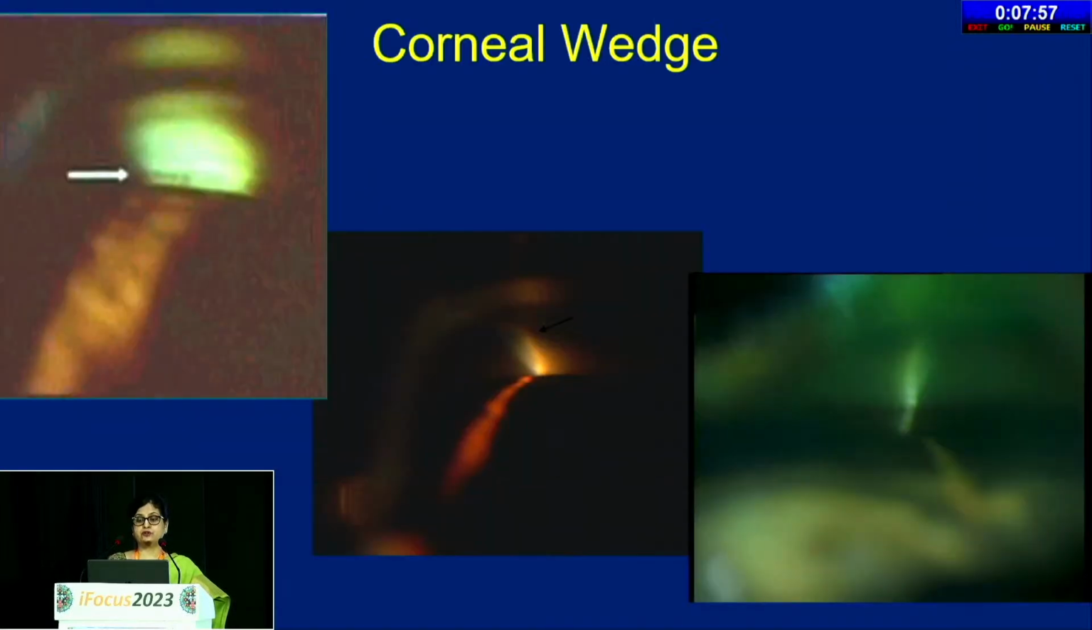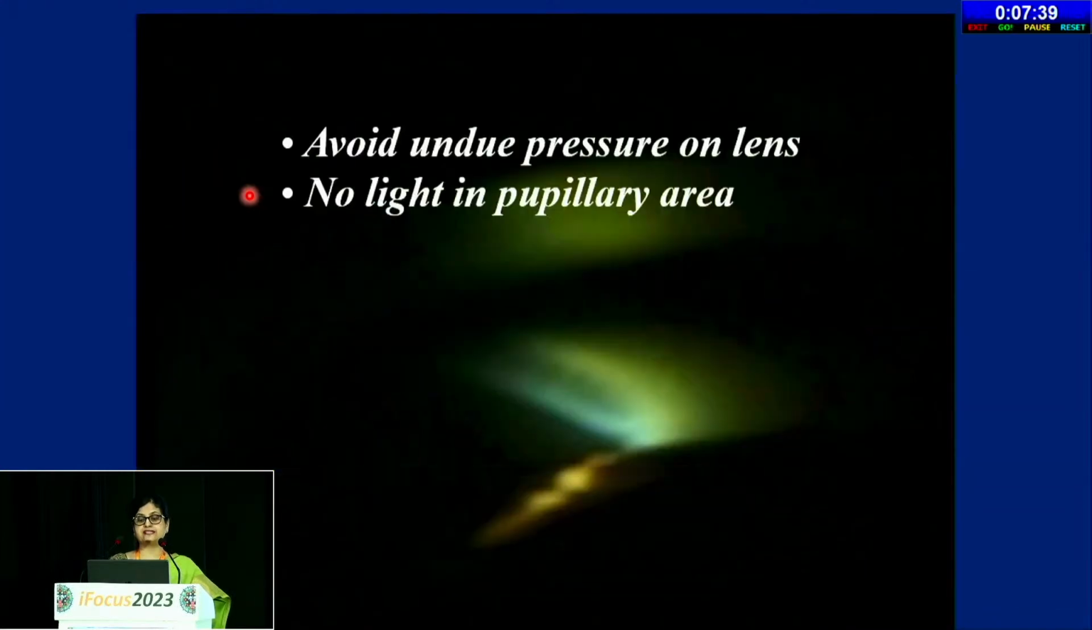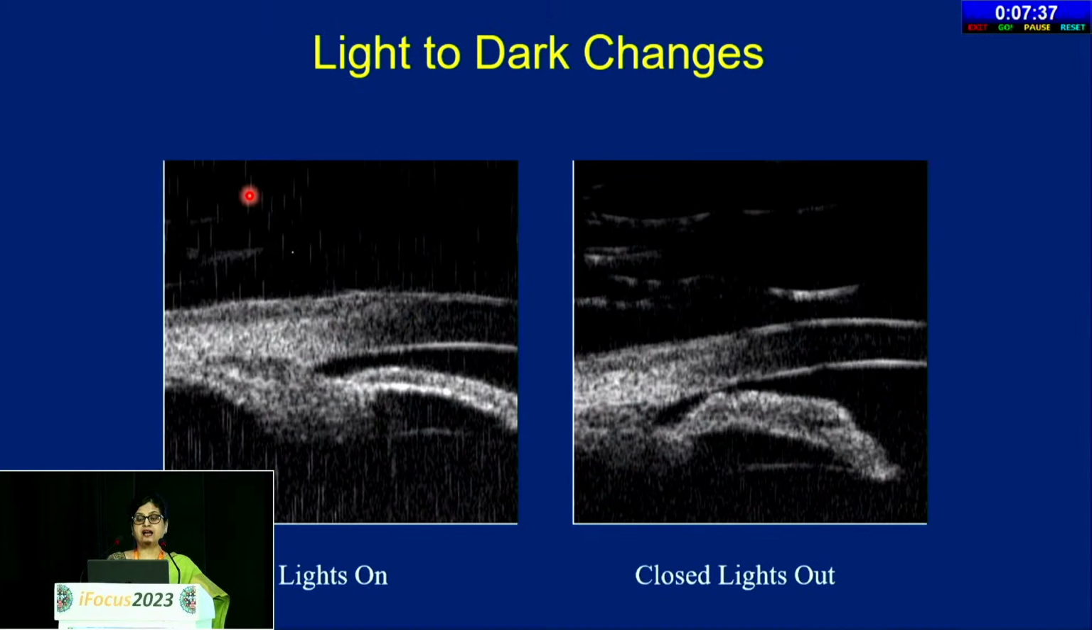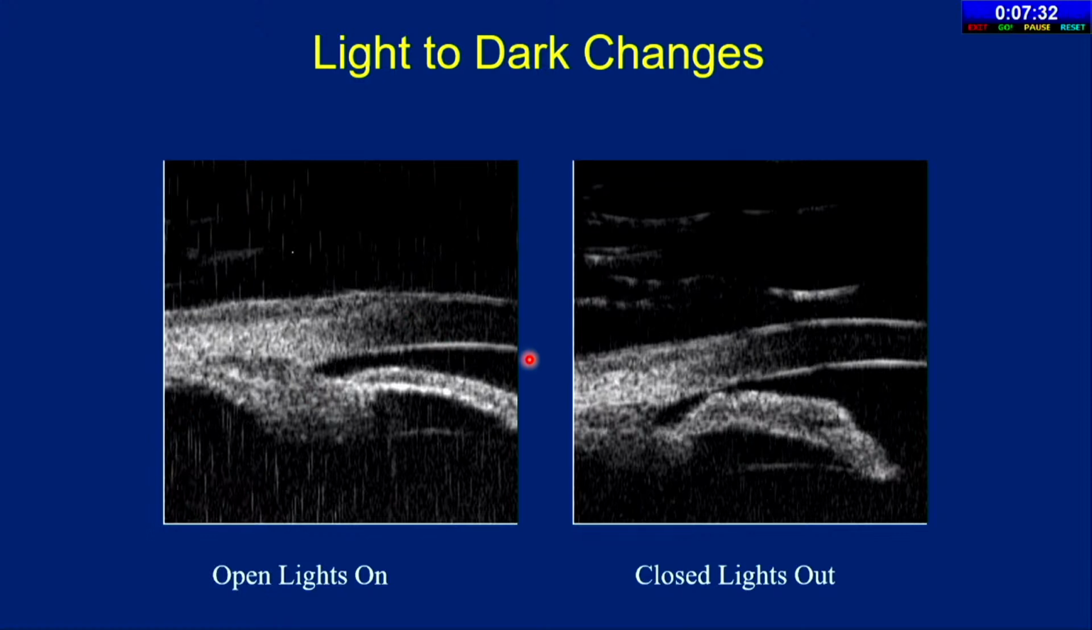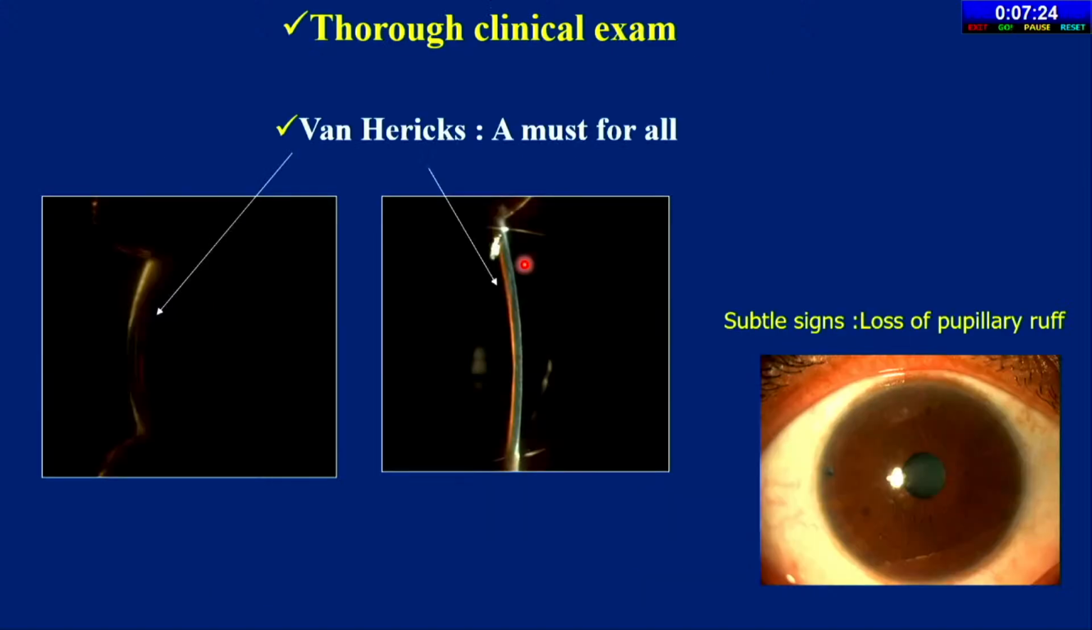So gonioscopy has already been taught in the morning session, so you have to look for the corneal wedge, and you can see here that the beam is dipping behind the iris. That means the angle is closed and this angle is open. And here this is the pigment which is there anterior to the Schwalbe's line. So you have to avoid undue pressure on your gonio lens, and also avoid throwing light on the pupillary area, which can lead to inadvertent opening of the angle. So you have to perform gonioscopy properly to diagnose angle closure glaucoma.